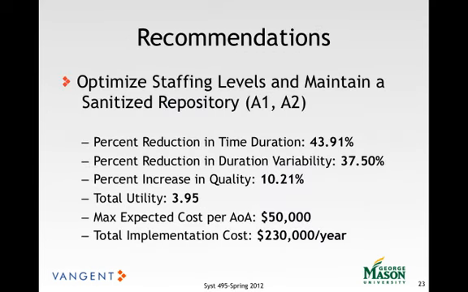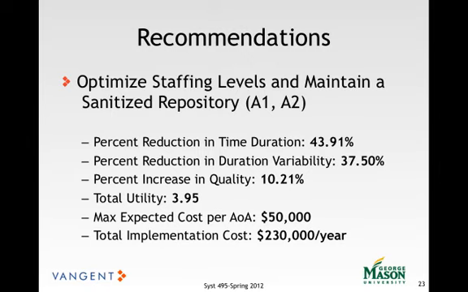We therefore recommend that our stakeholders implement the optimized staffing levels and sanitized repository alternatives, which will give a reduction in the AOA duration of about 44%, a reduction of variability of about 38%, an increase of quality of about 10.2%, a total utility of around 4 on a 1 to 5 scale, and a maximum cost per AOA of $50,000.